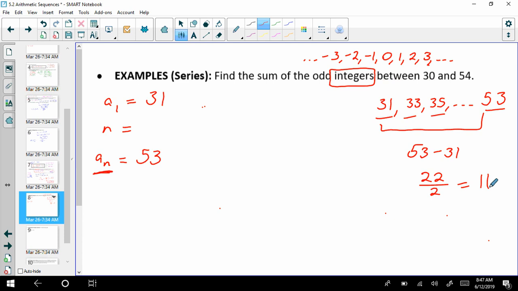This is probably the trickiest thing of the whole lesson. There's not 11 numbers. There's actually 12, one higher. And you might say, why? Why is it one higher? Let me show you an example here.